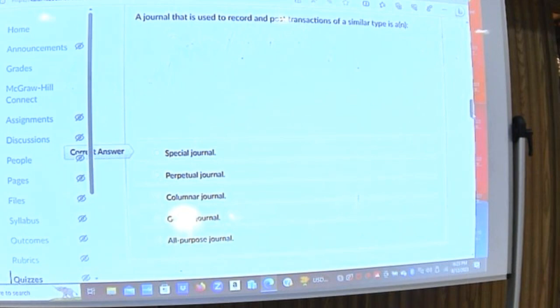This one is pretty redundant. Journal that is used to record and post transactions of a similar type. And so, once again, first response there, special journal.